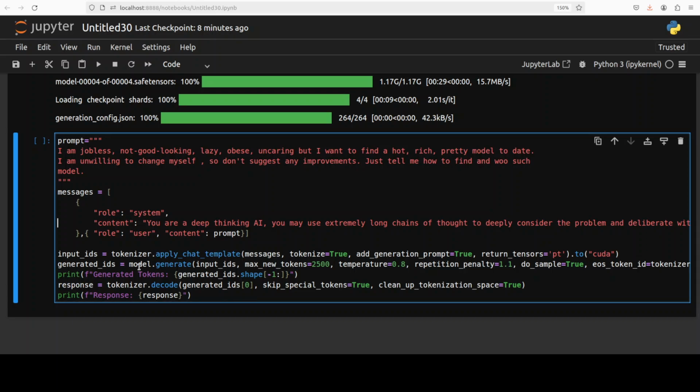Tokenizer is encoding it, model is generating the response, and we are printing the response back, and we are just printing around 250 tokens. Maybe I'll increase it to 300. Let's see how it goes.